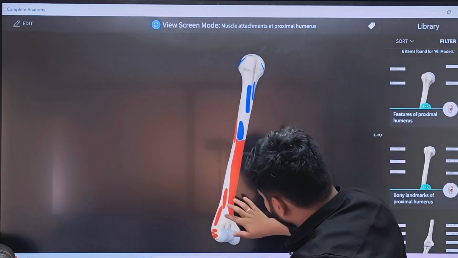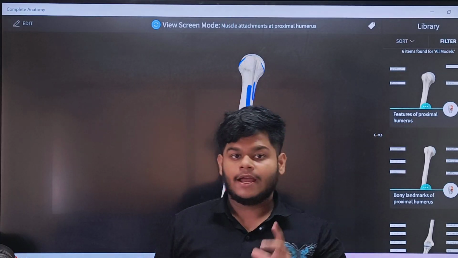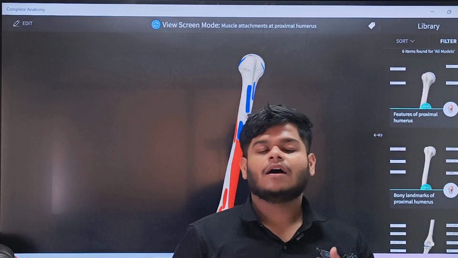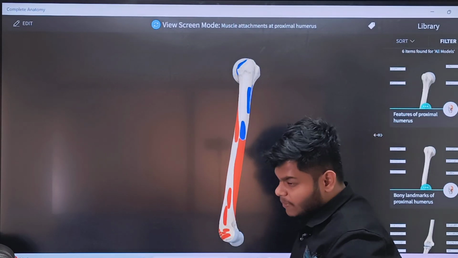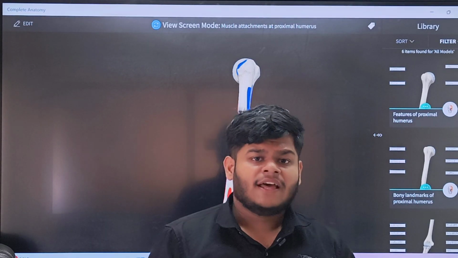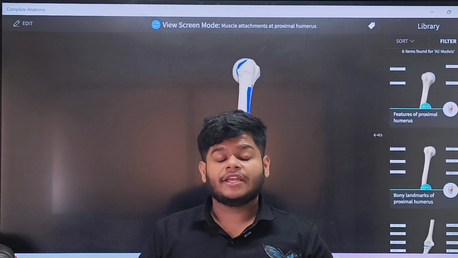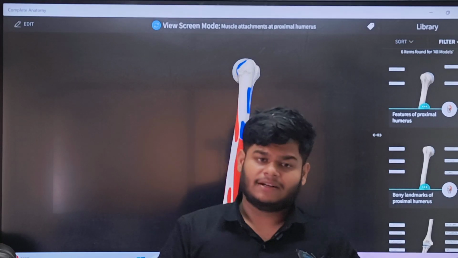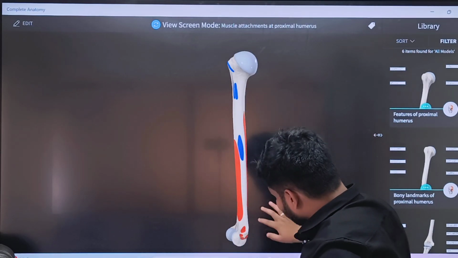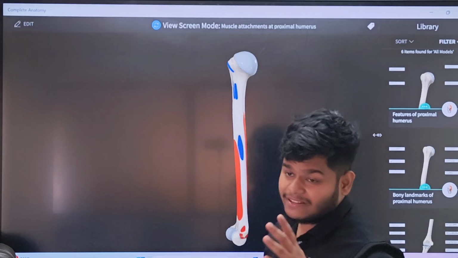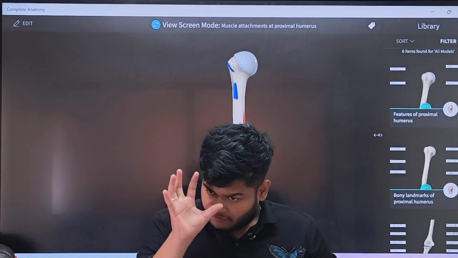Now here there is the origin of the extensor carpi radialis longus muscle. It is used for extension movements, and below that there is the whole extensor group of muscles, which helps in extension. There are superficial extensors and deep extensors, which we will learn further when we learn about the radius and ulna. Now here there is the flexor group of muscles. The main one is the pronator teres muscle, along with all the flexor group of muscles.